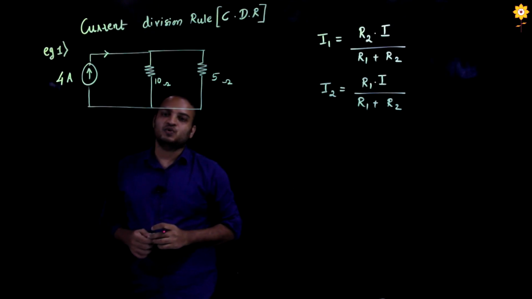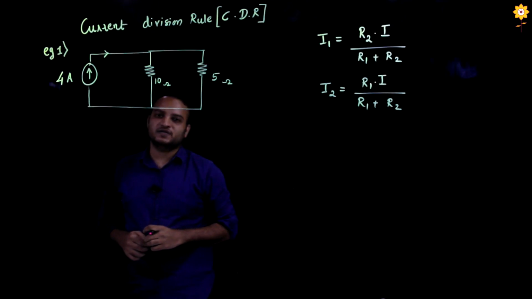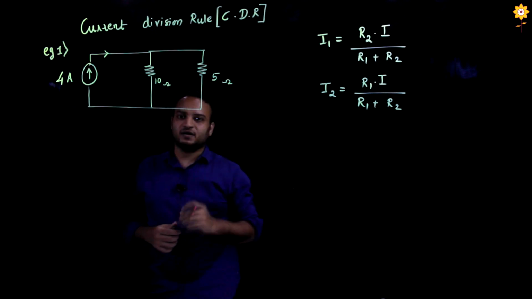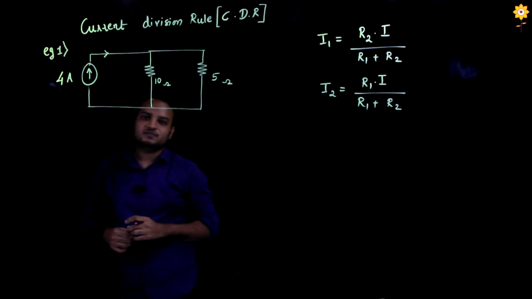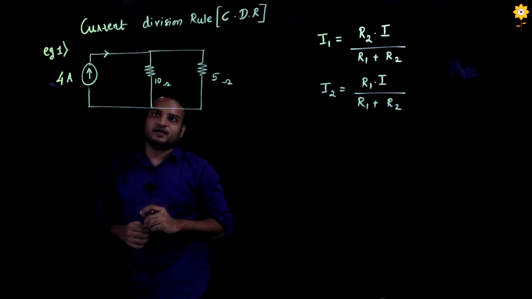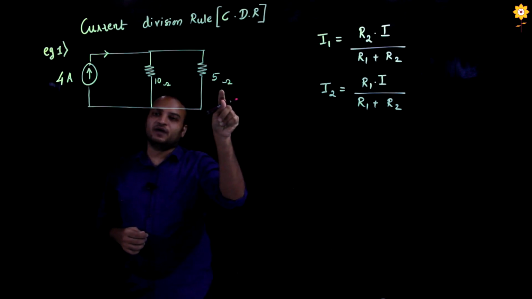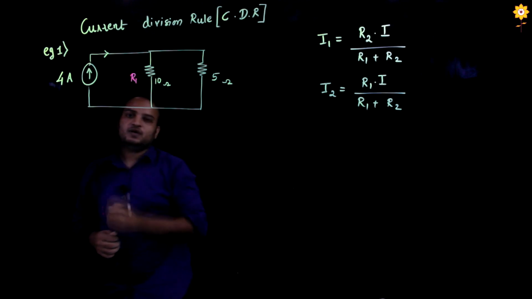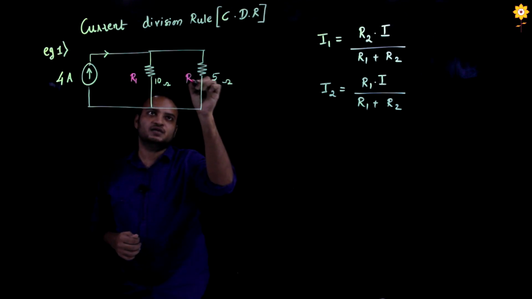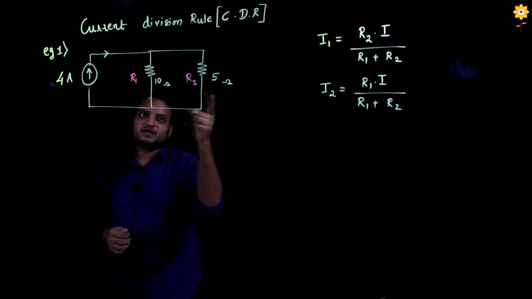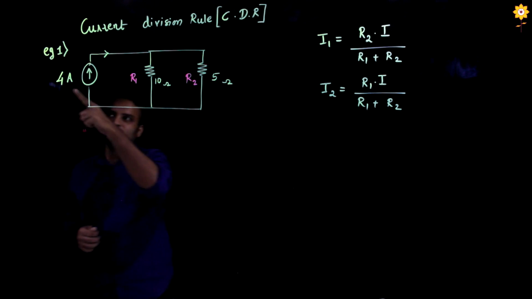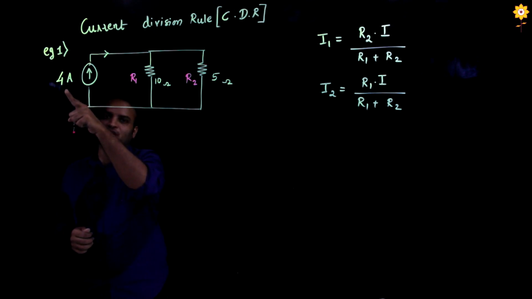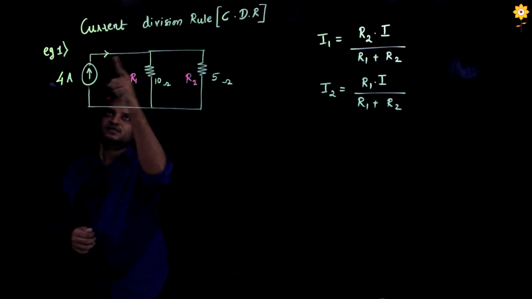Now let's see how to apply current division rule, which is also called CDR, with the first example. Now in this case I have connected 10 ohm and 5 ohm in parallel. So let's say this is my resistance R1 and this is my resistance R2, which are connected in parallel. Now in this case I have connected a current source of 4 ampere. So 4 ampere is the current.